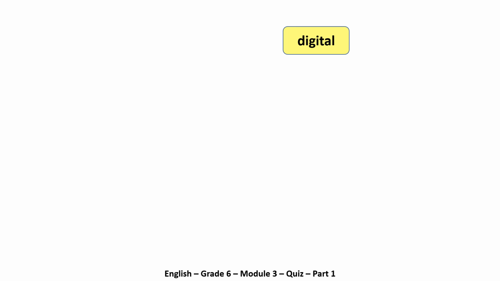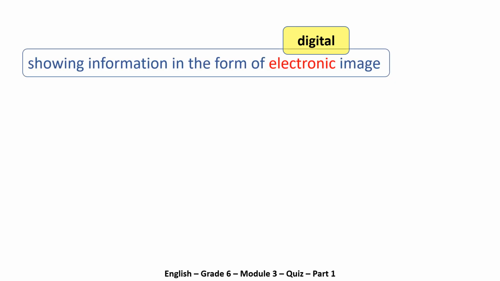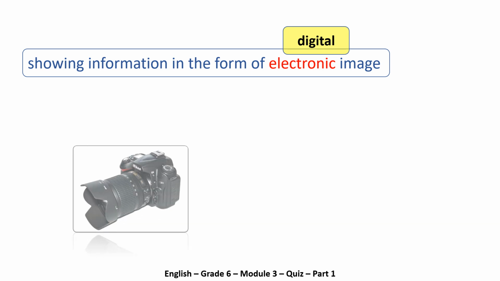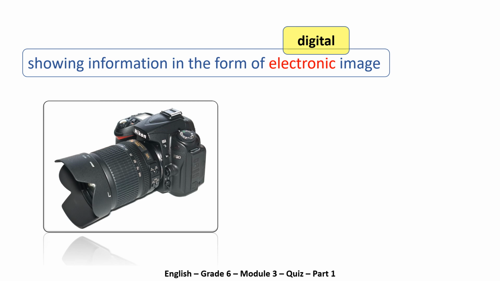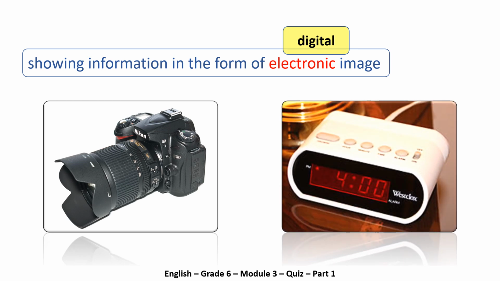And now it's time to go to a different word from this lesson, but we're still connected to the internet and to technology. The word digital that you see here. Digital means showing information in the form of electronic image. For example, a digital camera like this, a digital alarm clock like this one.